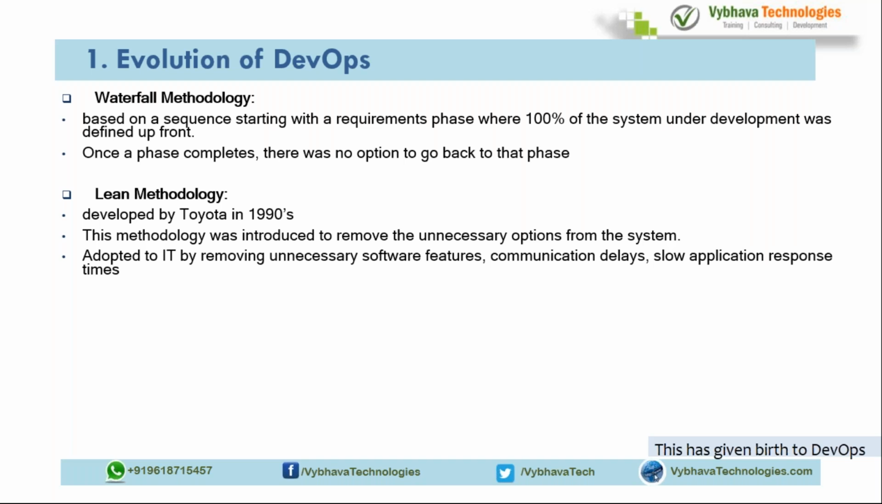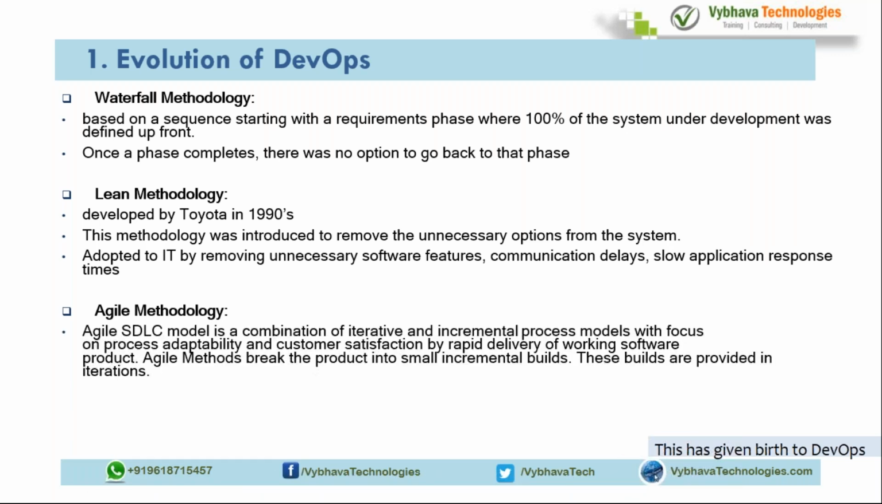So infrastructure as code is sweeping out communication delays. That is the best example to tell about the lean methodology. From this lean methodology, DevOps is derived from the agile methodology.